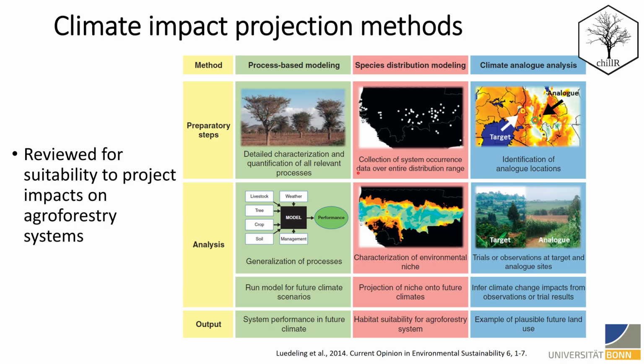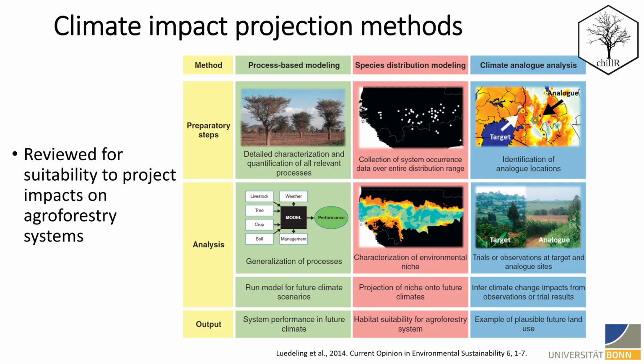For species distribution models, you have to collect information on system occurrence. Where does it exist currently? You have to cover the whole distribution range. You can't limit this to one country only, for example, especially if it's a small country that may experience significant shifts in climate. In particular, you have to sample the areas that currently have the climate that is coming into the area you're interested in, because otherwise you won't know if the system or the species can actually survive and thrive under those future conditions. And then you characterize the environmental niche, you make projections of that niche into future climates, and that way you derive the habitat suitability for an agroforestry system or a species.